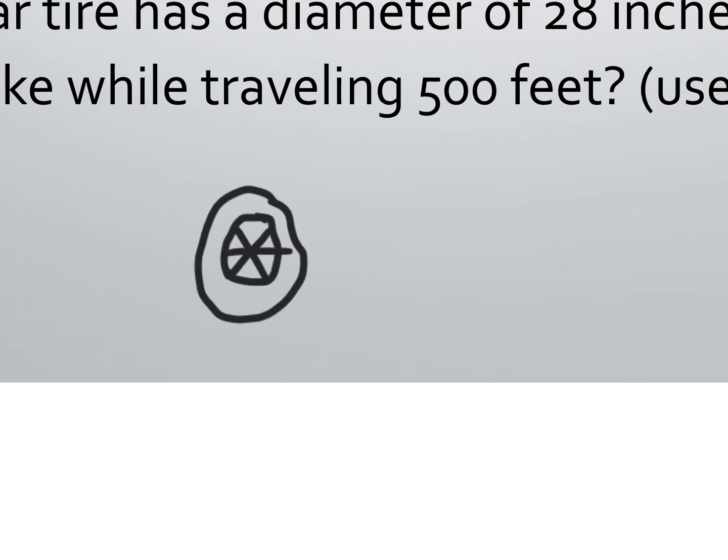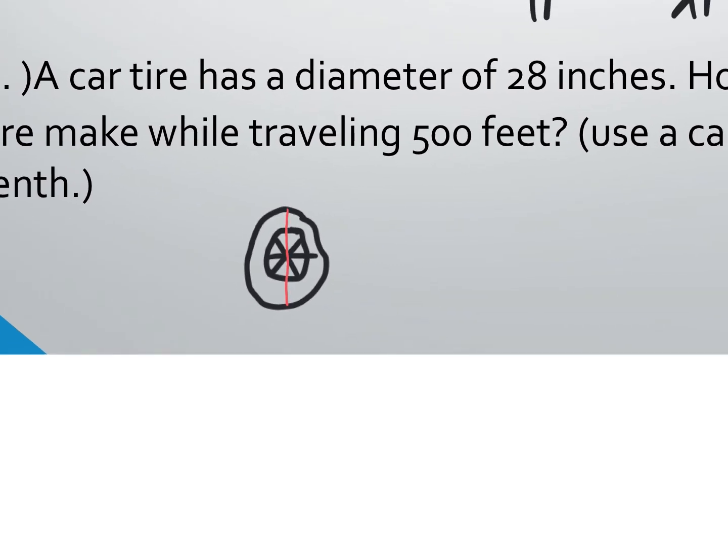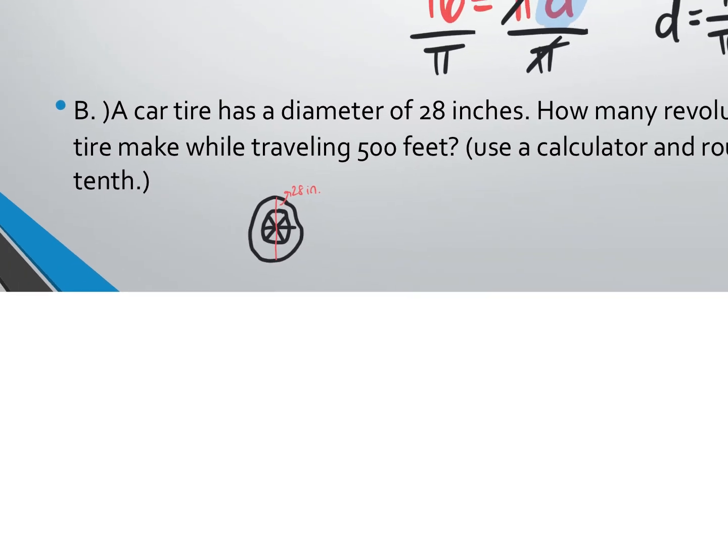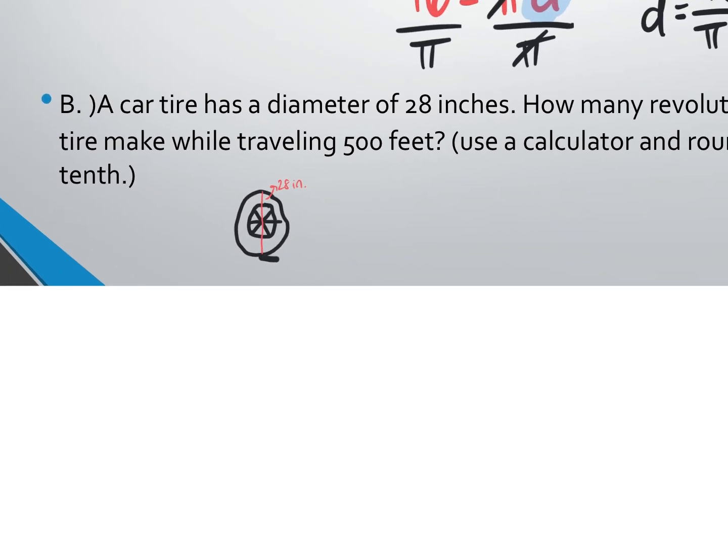And then draw a diameter through that car tire. What did it say the length of the diameter was? 28 inches. And then it wants to travel 500 feet. So we're going to draw a length of space. It wants to travel all 500 feet, okay? So it's asking how many revolutions the tire would go through in order to get to the end of 500 feet, right?